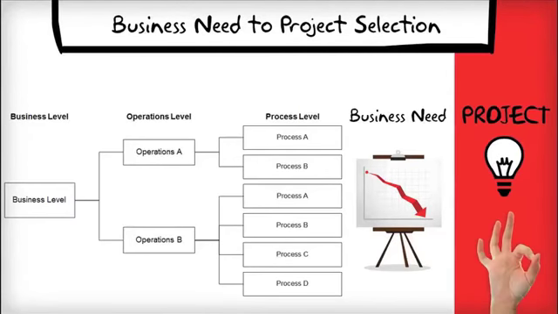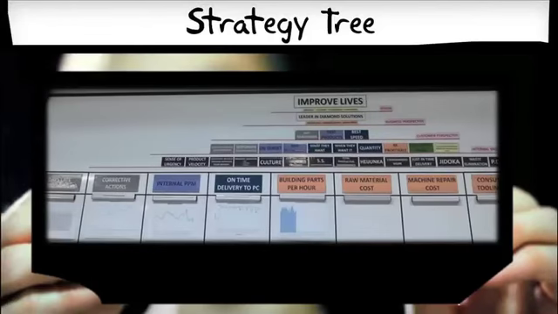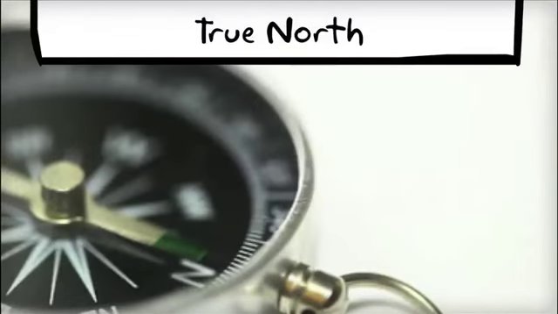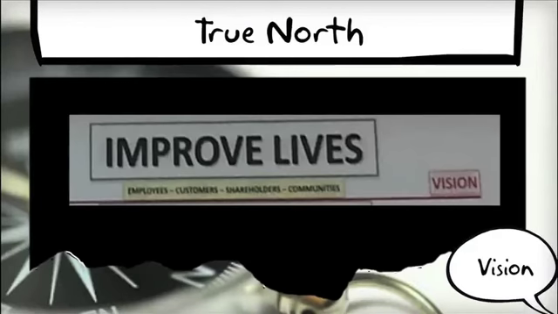Once you've done the mapping, one way to visualize the relationship between metrics is to create a strategy tree. Here's an example of a strategy tree. Now, let's go through each section and show you how the strategy tree ties all the metrics and levels together. True north. Not every company has a true north, but having one can provide vision and direction. The true north for this particular company is improve lives.